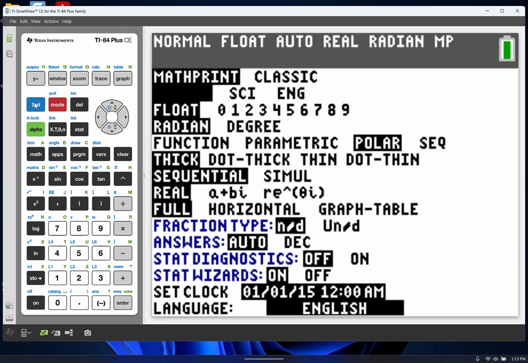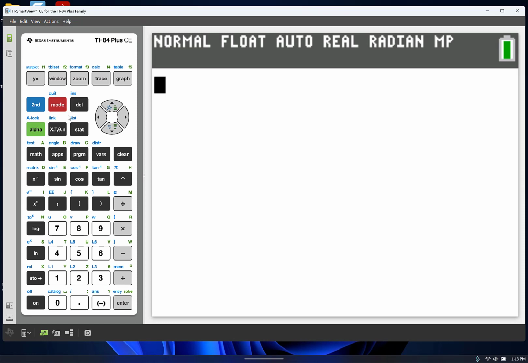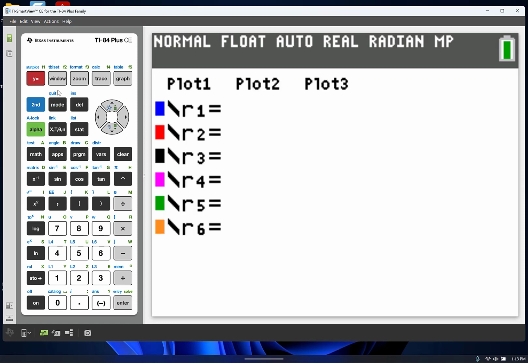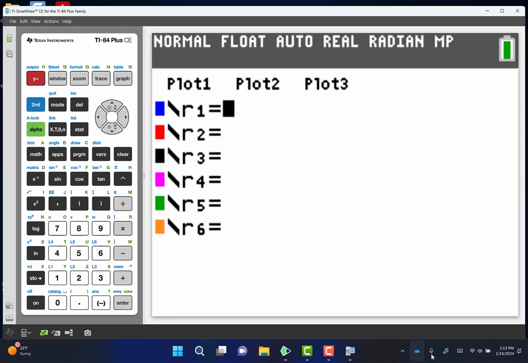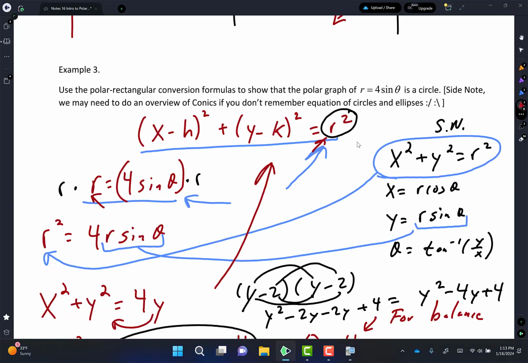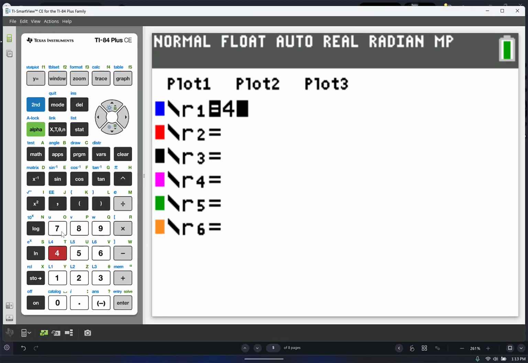So how do you do that? You push the blue button or the second, and then quit, the mode button. And then click on Y equals. Does it say R equals? Okay, if there's something in there, clear it, and then just type this equation, 4 sine theta. So how do you type that? 4 sine, and then push this button here.